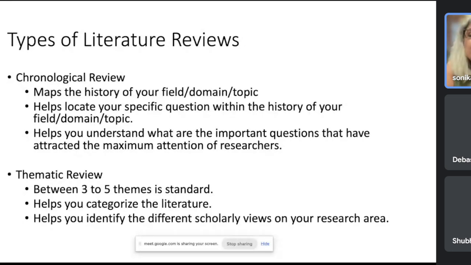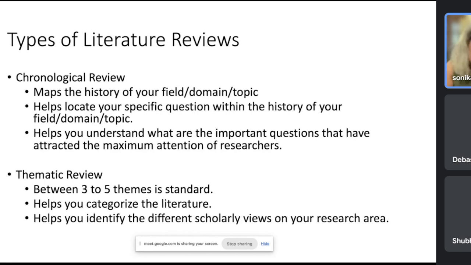Now, if you want to do something that addresses questions that have already been asked, then your research gap is something that you have to locate either in the theoretical or in the methodological field. I'll talk a little bit about that. If your chronological review does not, at the end of it, allow you to identify a research gap, that means that the topic that you've chosen has been sufficiently dealt with.